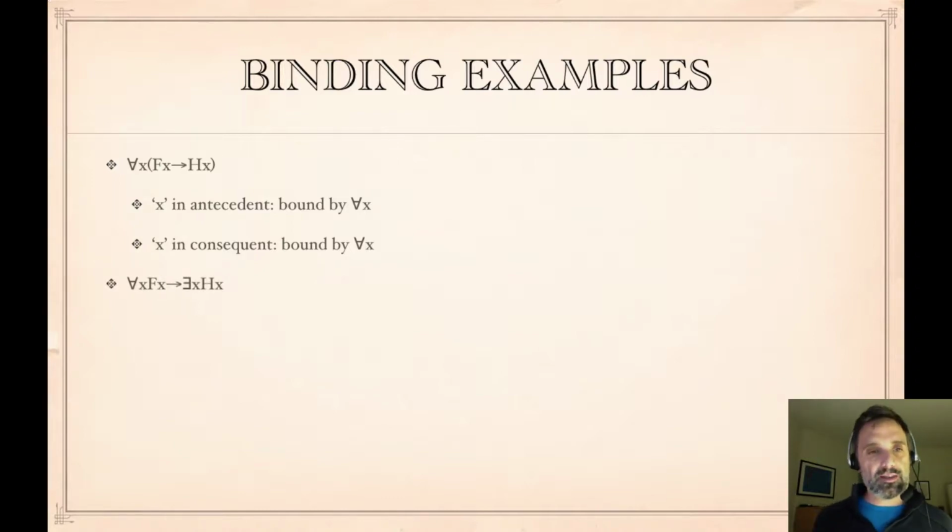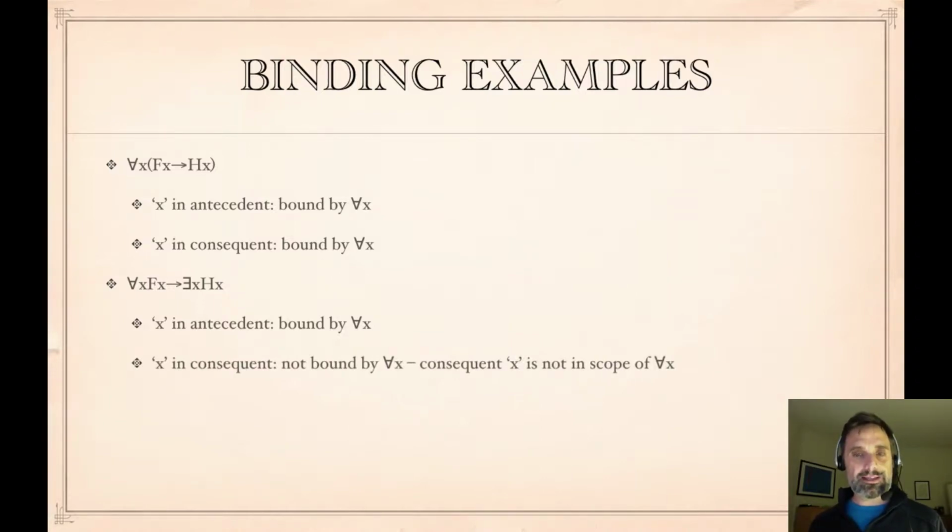So for all x, if for all x Fx, then some x Hx. So the x in the antecedent, in the Fx, is bound by the universal x. The x in the consequent is not bound by the universal x. It's not in the scope of the universal x. The x in the consequent is rather bound by the some x.